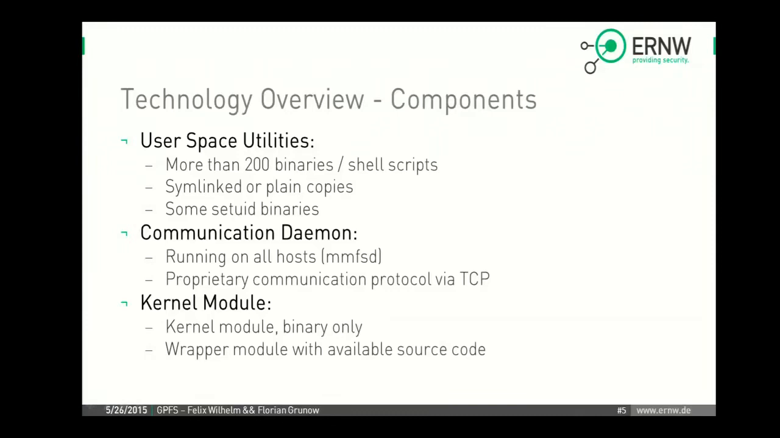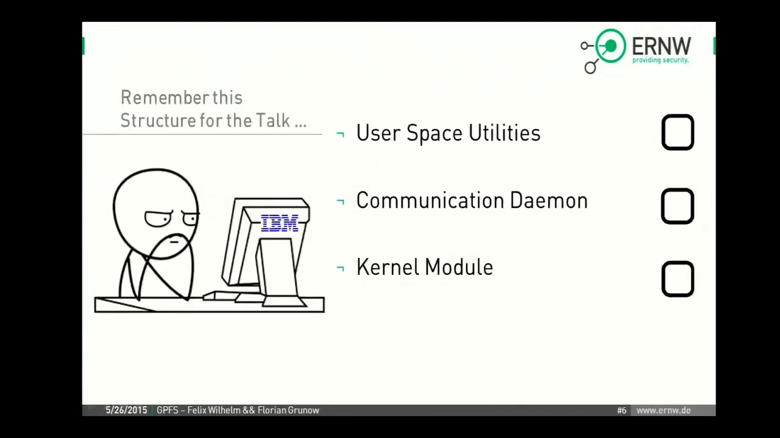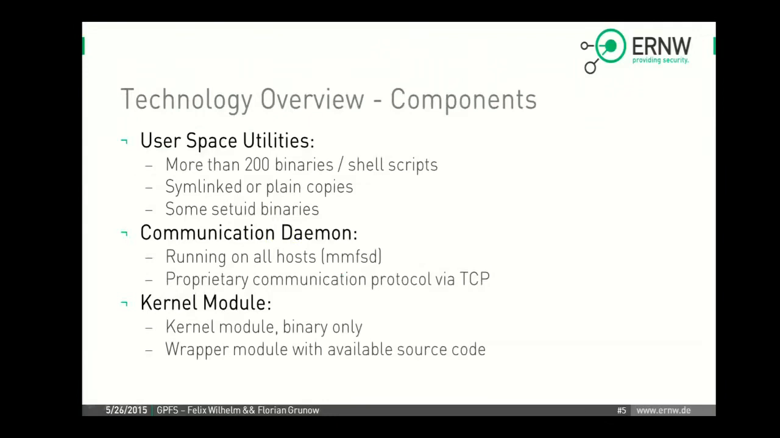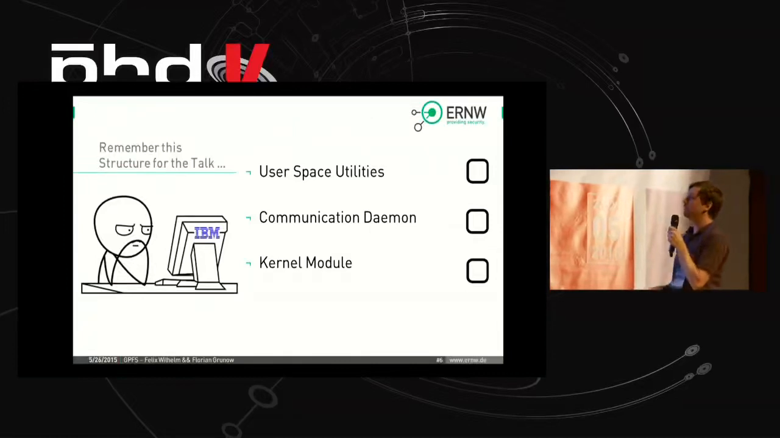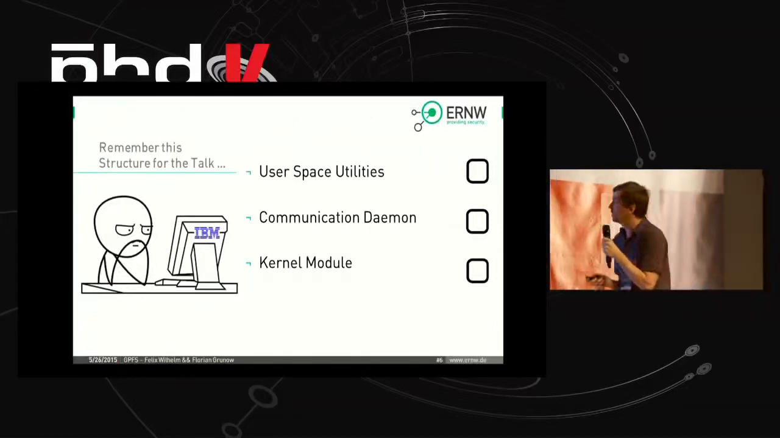One of the main parts is the kernel module, or basically the two kernel modules that are rolled out. The core kernel module is a binary-only kernel module, and then you have a wrapper module around it that is available as open source, which makes it quite nice to research. Okay, so coming from this, user space utilities, communication daemon, and the kernel module, we need you to remember this structure. We've built up a small checklist for you, so remember this structure in your talk.